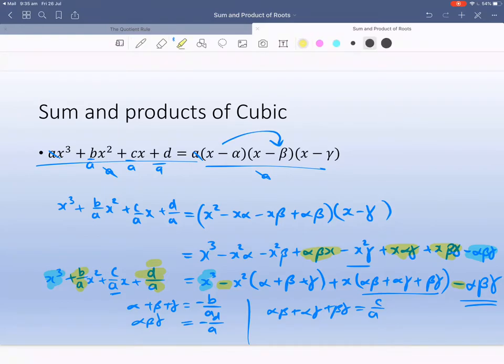Now, I want to tell you one thing. This, and this are all on your formula sheet, so you'll be able to use them, okay? Just as long as you know what they are. So that's the explanation of how we get the sum and product of roots. Peace out.